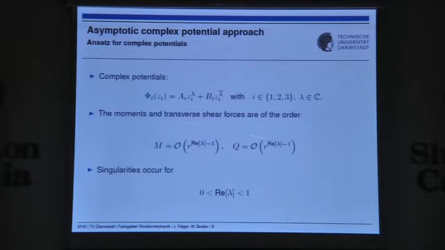So from these relations here, it can be seen that singularities arise for the real part of lambda smaller than 1.